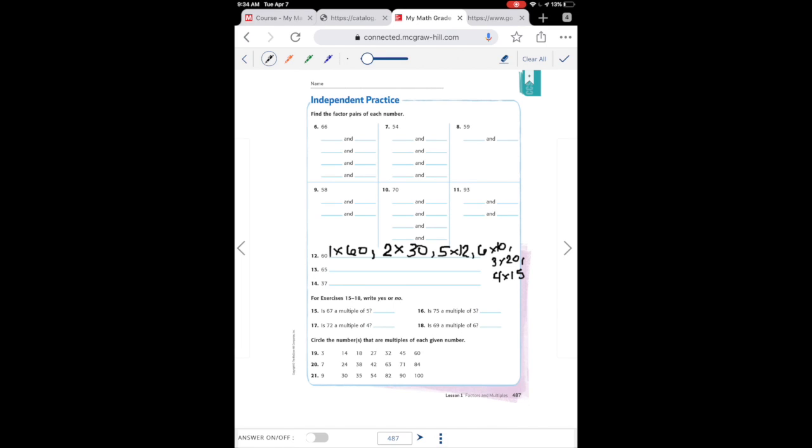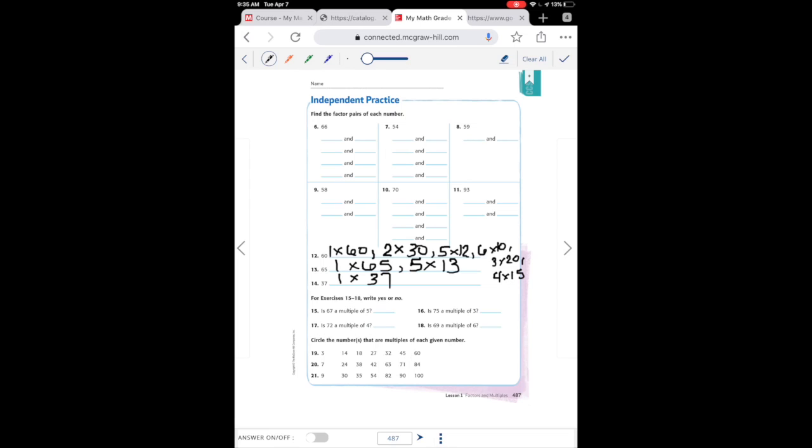Okay, for 65, I got obviously 1 and 65. And then since it ended in a 5, I tried skip counting by 5s, and I got 5 and 13. And those are the only ones that worked for 65. And then 37, I know that 37 is a prime number. Like I said, we're going to talk more about that. And so I knew that there was only one factor pair for 37: 1 and 37.